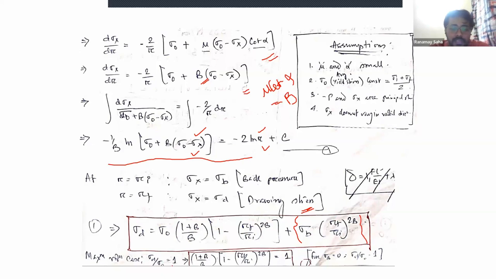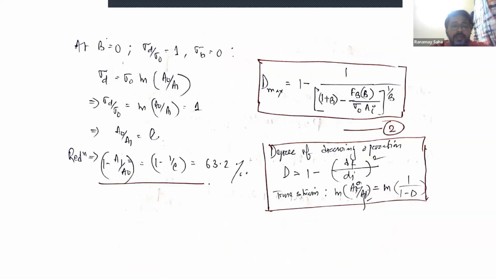And this is the maximum reduction case for sigma b equal to 0, and the ratio of drawing to flow stress is 1. If you are asked in the paper to find the radii or something in case of the maximum reduction case, remember you should use this condition: sigma d by sigma naught is 1 and sigma b is 0.